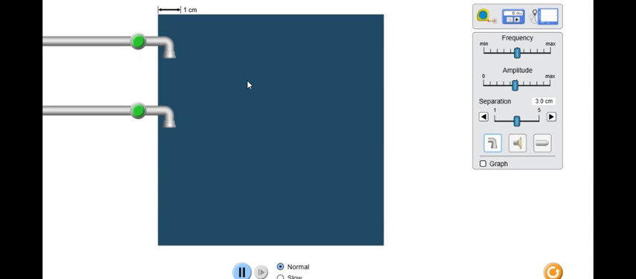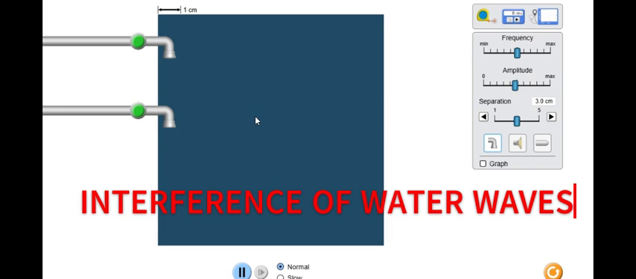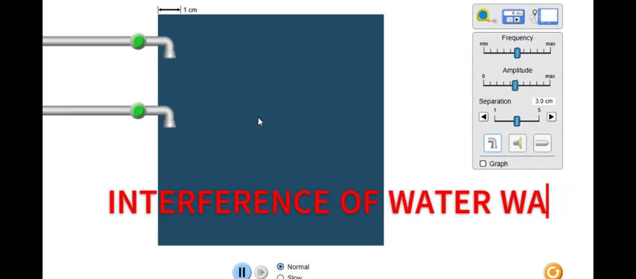Our lesson title today is Interference of Waves. Interference of waves is defined as a combination of two identical waves traveling in the same direction that overlap. Or this is when two waves moving in the same direction overlap. That's how simply you can define interference of waves.